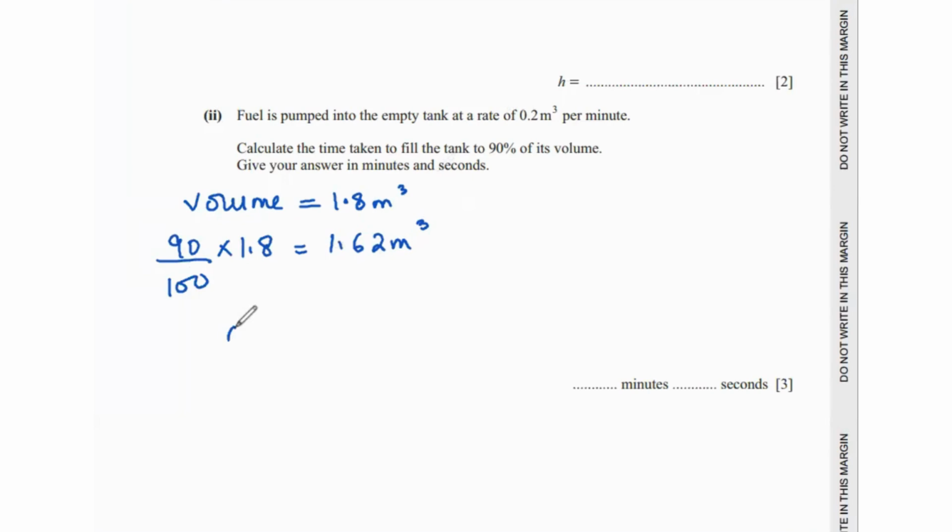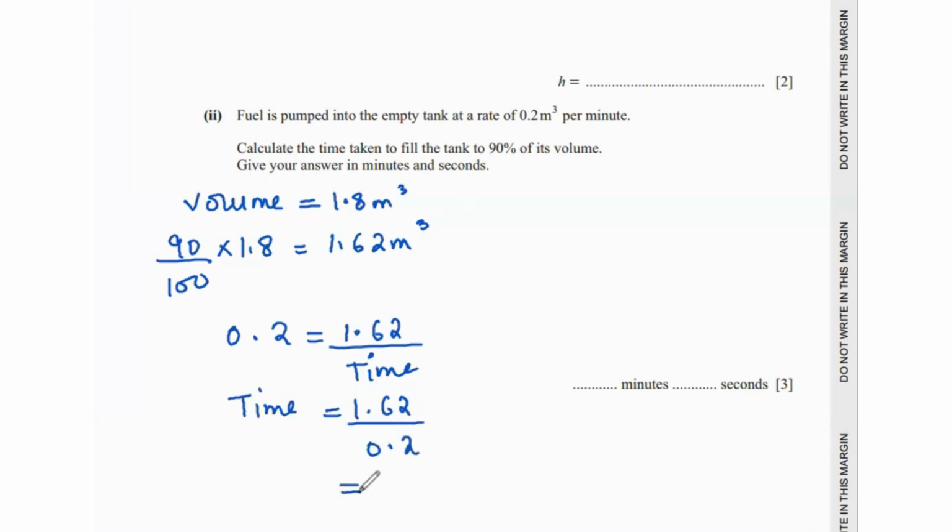So the rate is given as 0.2. So 0.2 is the same as volume divided by time. Because if you look at the units, it's meters cubed per minute, which means the volume was divided by time to get this rate. So then time would be 1.62 over 0.2, which leaves us with 8.1 minutes. Why minutes? Because it's 0.2 meters cubed per minute. Volume is in meters cubed, time is in minutes.